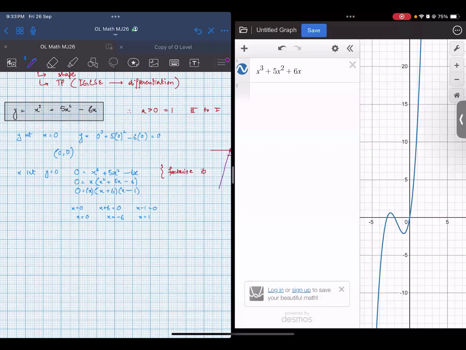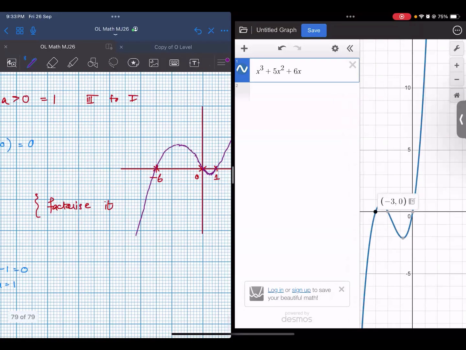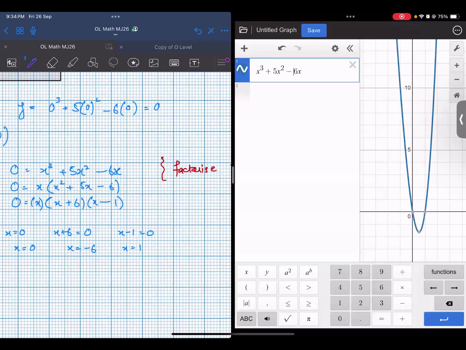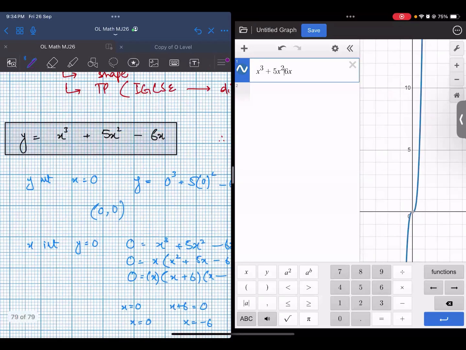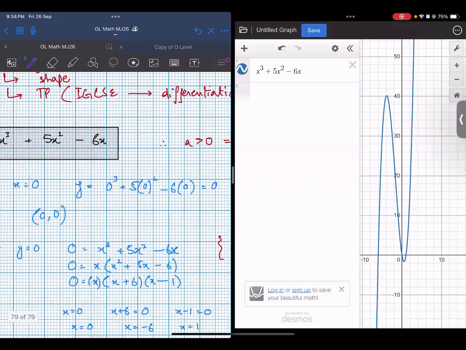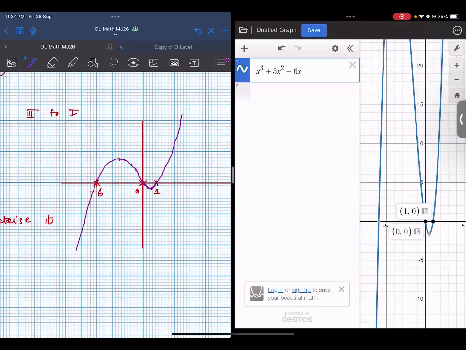Sorry, minus 3. Wait, I have the factor, I made it plus 6. Minus. What did I write? x cube plus 5x square minus 6x. Okay, look, the shape is again similar. Minus 6, 0; 0, 0; and 1, 0.